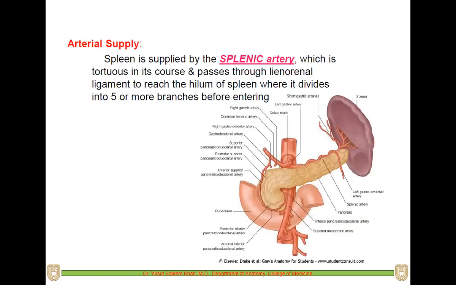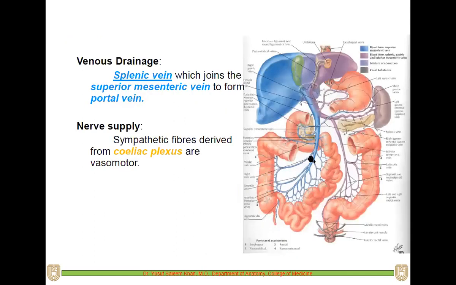Splenic artery is a branch of the celiac trunk. Here is the celiac trunk, so that is a branch from the celiac trunk. Now coming to the venous drainage. Venous drainage is also named by the similar vein called the splenic vein.